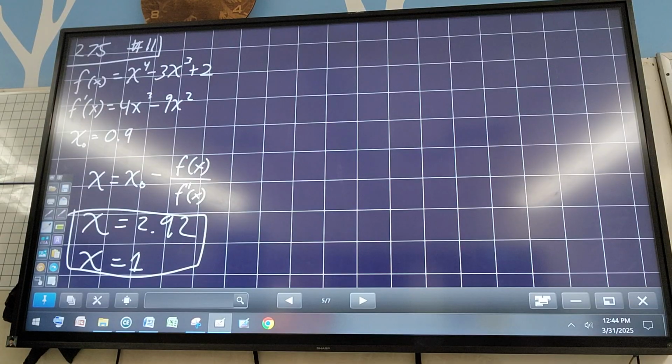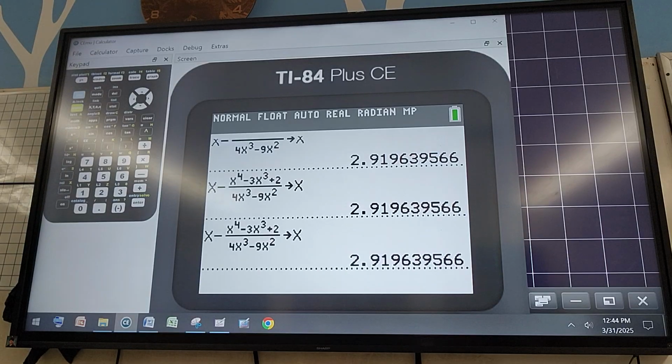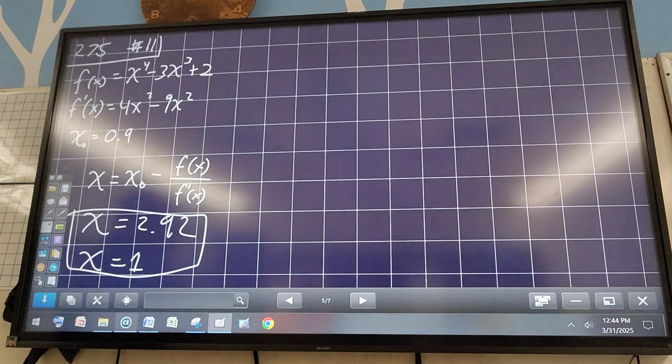You said it's where the slope is positive or negative, so what would you do? So plug 2.92 into the original function. Into the original function, you get how tall that original function is at that point. Does that tell you anything? You said where the slope is positive and negative. If you put 2.919639566 into the derivative, what do you get? 0. Is that going to be helpful? No. I don't know. So where do you want to put it in?